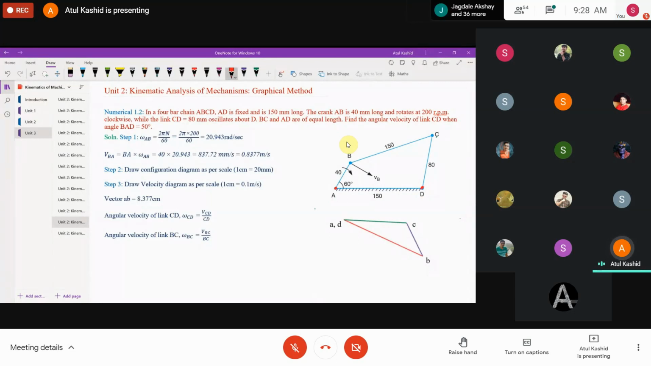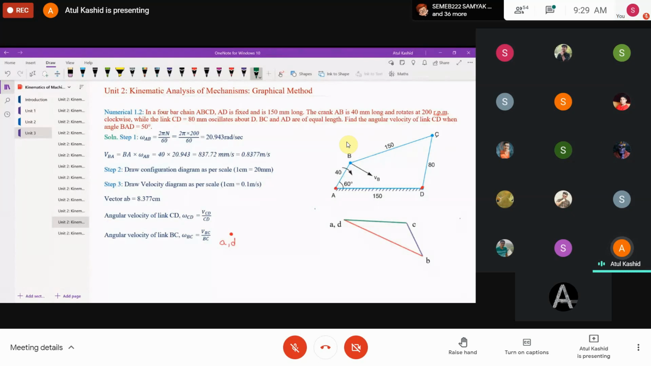So what we'll do in the velocity diagram, we'll take a point and we will denote this point by A comma D. Always use small letters in the velocity diagram. In the configuration diagram, you use capital letters. In the velocity diagram, you use small letters. Okay. So now we'll start with the velocity diagram, right? In the first step, we have identified the fixed point. We have taken a point and denoted it by A comma D, because both the points A and D are fixed, right? What is the next step now? Now the next step, we have to target the input link, because this velocity diagram is nothing but the vector diagram.